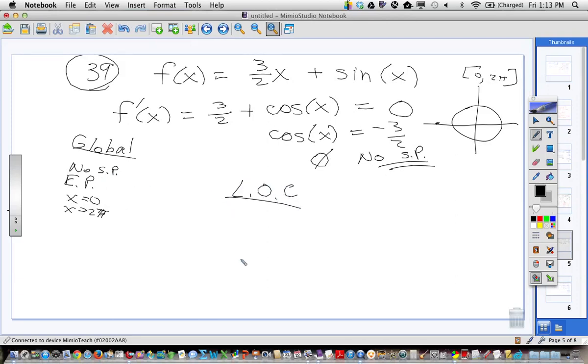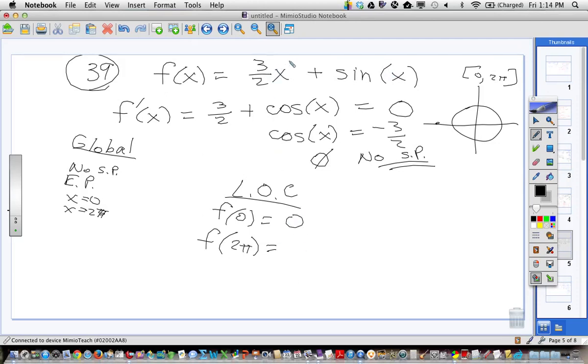Yeah, we do a list of candidates, and we plug them back into the original function. If we were doing a number line, we'd plug them back into f prime. But here we plug our stationary points back into the original function f. We do a list of candidates. So we come up here and we put 0 in and we get 0.